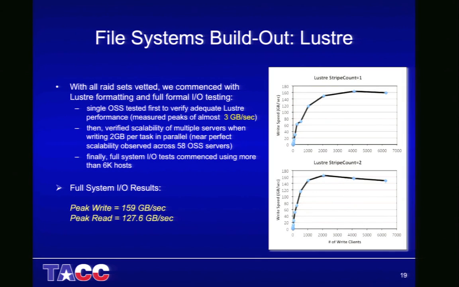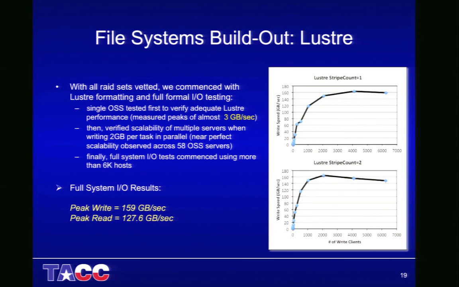And then we did our full system I/O test. So the plots over here on the right show you the results. The top one is using a Lustre stripe count of 1. And what we're doing is basically using every single compute node to write a file, in this case a 2 gigabyte file. And we peak out somewhere around 160 gigabytes per second. We repeat the process with a Lustre stripe count of 2. You would expect that now, because every write is now talking to 2 OSTs, we expect the performance curve to change a little bit and for our peak to move to the left. And that's exactly what we see here.